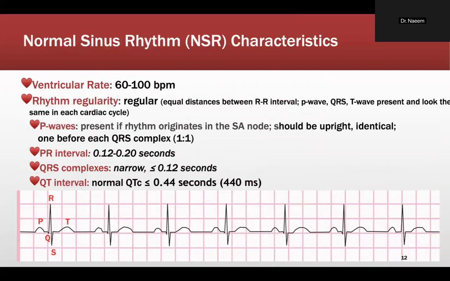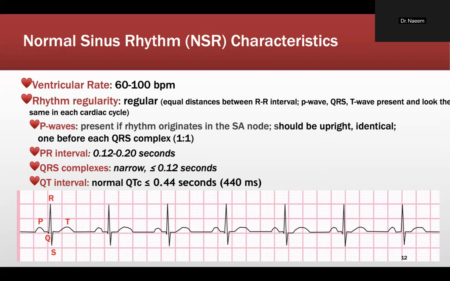Just to go through some of the normal aspects of a normal EKG, you'll see a ventricular rate of 60 to 100 beats per minute, which is what we reviewed. The rhythm regularity will be identified as regular, as in equal distances between the RR interval, P wave, QRS, T wave present, and they look the same in each cardiac cycle.